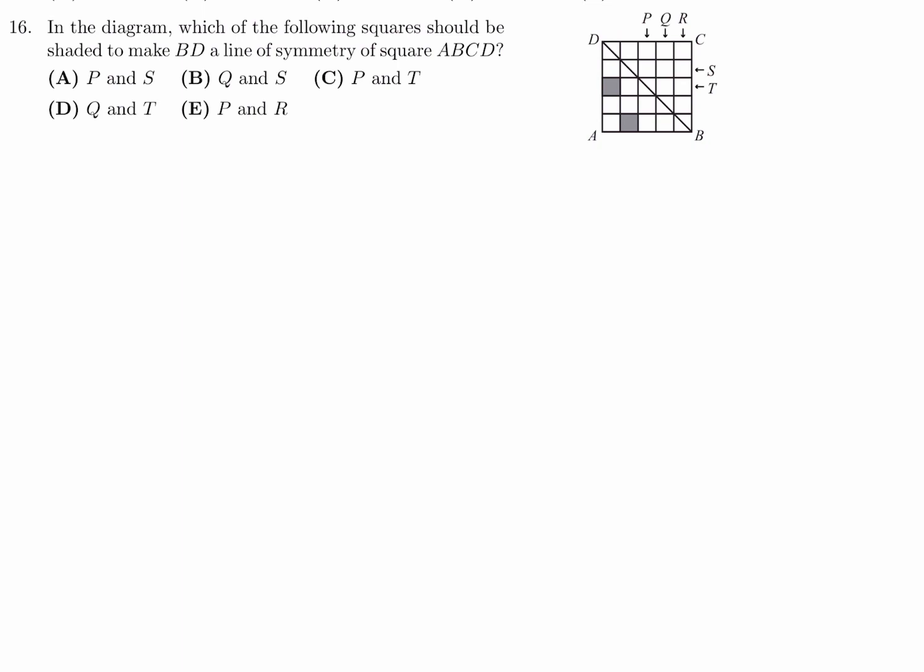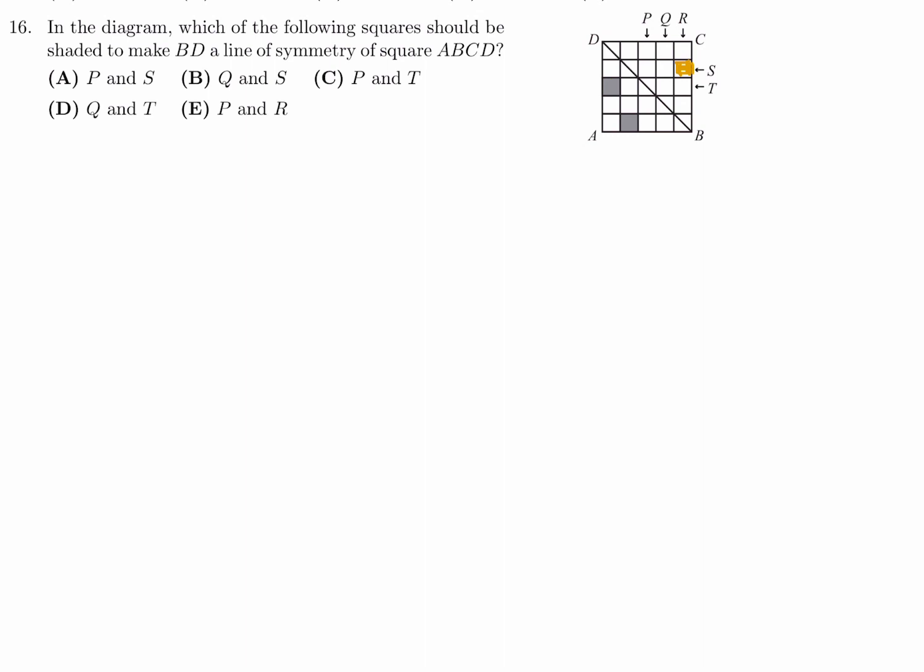In the diagram, which of the following squares should be shaded to make BD a line of symmetry of the square ABCD? Well, looking at this, this is 4 from the line of symmetry, approximately. So I've got to do the same thing up here, 4 from the line of symmetry. So I've got to shade in that one.